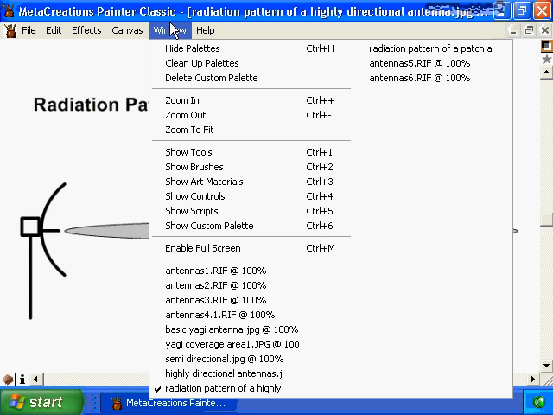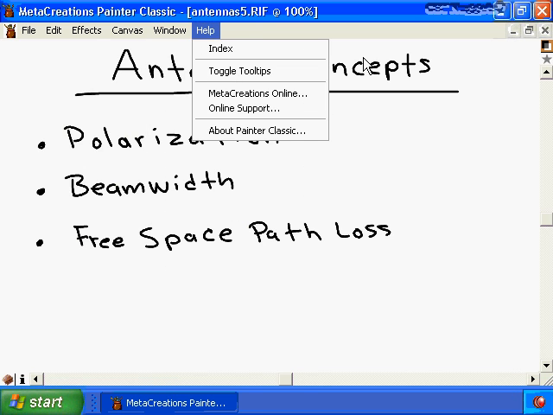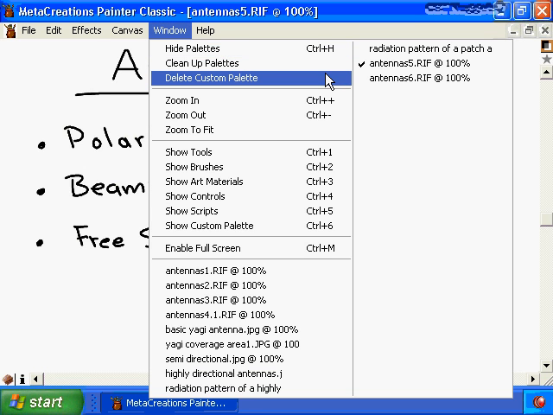Now, in addition to what we've already learned about antennas, it's very important to understand the concepts of antenna polarization, beam width, and free space path loss. So first off, what is polarization? Does that mean we're going to go up to the North Pole and place an antenna up there? No, it does not mean that. Let's bring up another whiteboard and see what it actually does mean.